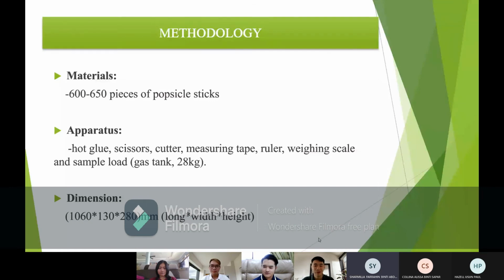Thank you, Jason. Now I would like to share the methodology of building this kind of truss. So first of all, we have to prepare 600 to 650 pieces of popsicle sticks. The apparatus used are hot glue, scissors, cutter, measuring tape, ruler, weighing scale, and some sample loads. For example, a gas tank I use, which is 28 kg. The dimensions I made are 1660 mm long, 130 mm wide, and 280 mm high.